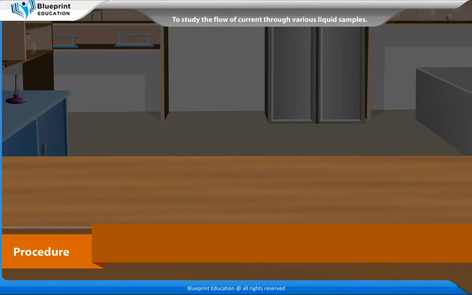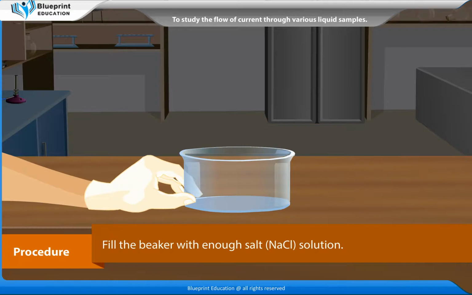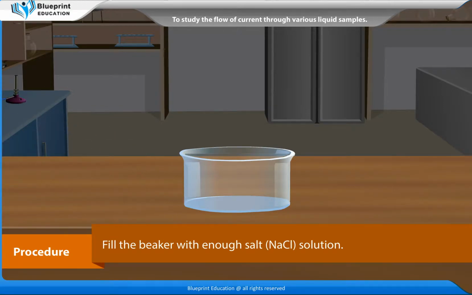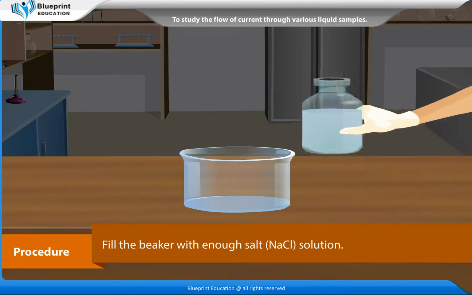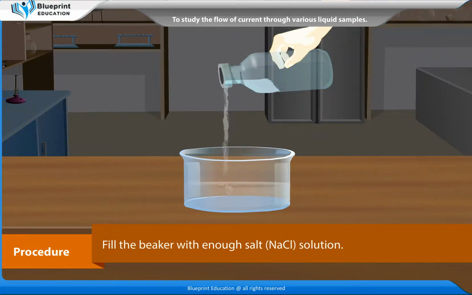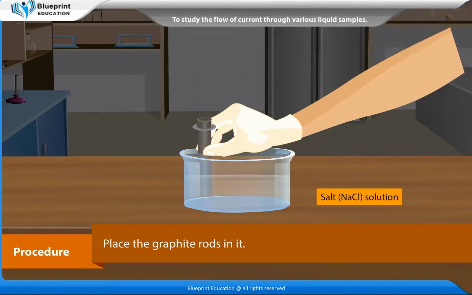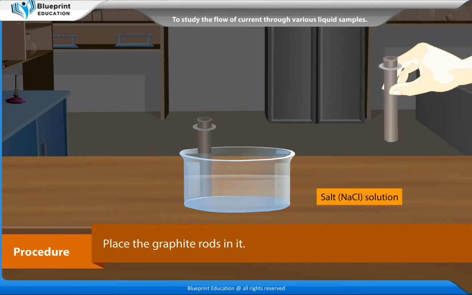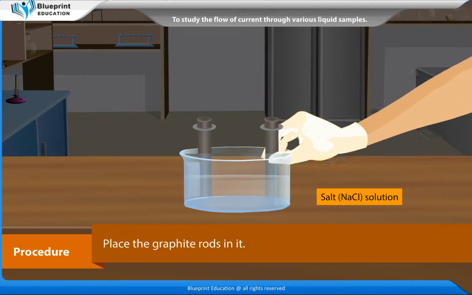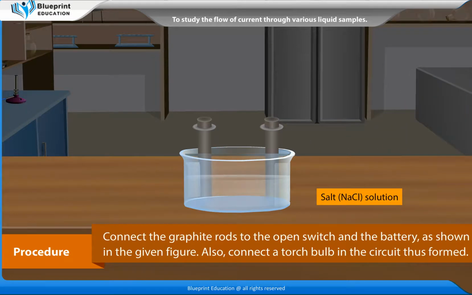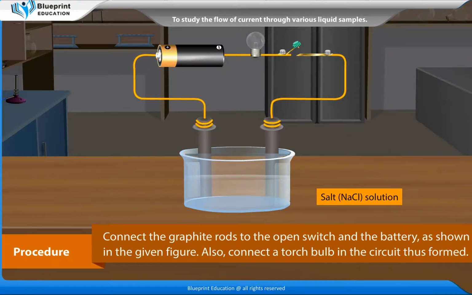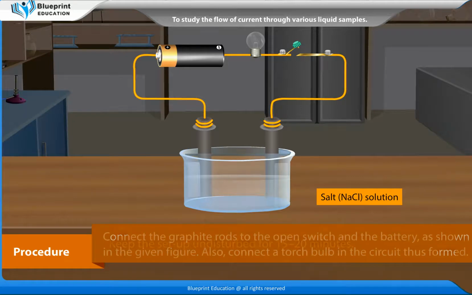water. Procedure: fill the beaker with enough salt solution. Place the graphite rods in it. Connect the graphite rods to the open switch and the battery, as shown in the given figure. Also connect a torch bulb in the circuit thus formed.